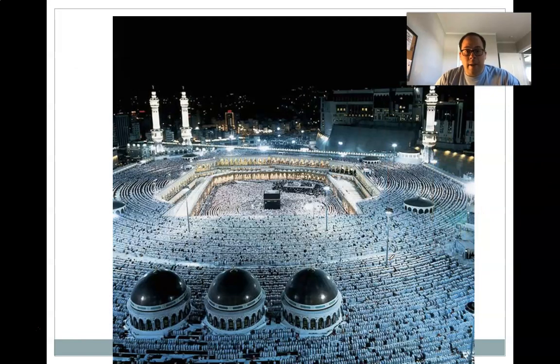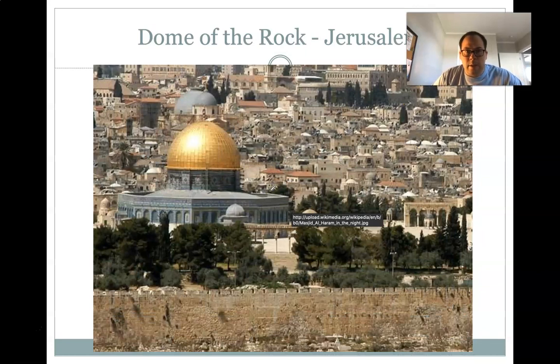Here is the picture that I was telling you about in Mecca of people circulating around the Kaaba. Here's the Dome of the Rock in Jerusalem.